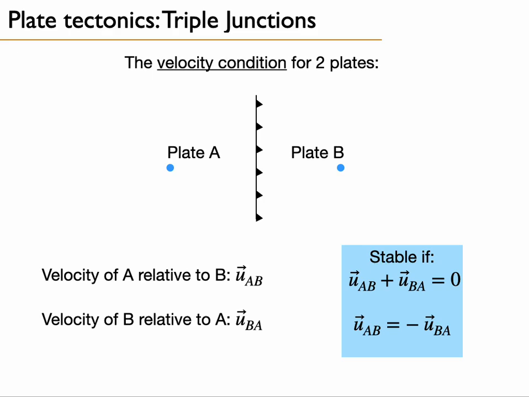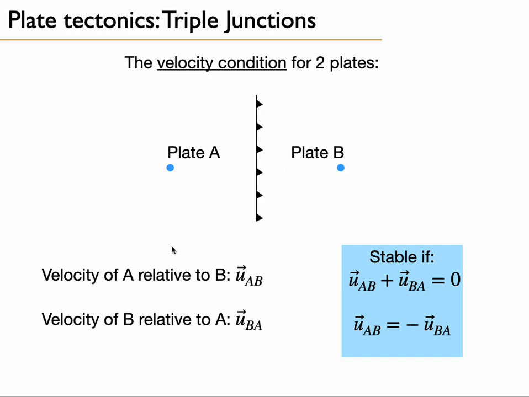In this video, I will discuss practical aspects for the kinematic analysis of triple junctions. So first, we will start with a system which only has two plates and one boundary. We will talk about the velocity condition for this boundary between plate A and plate B to be stable.